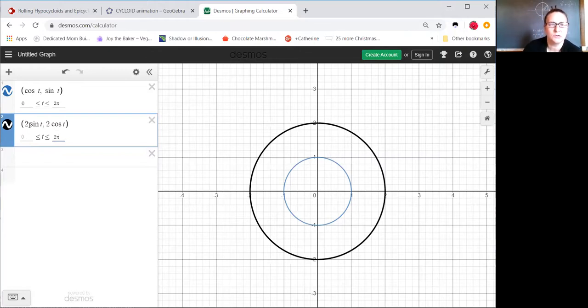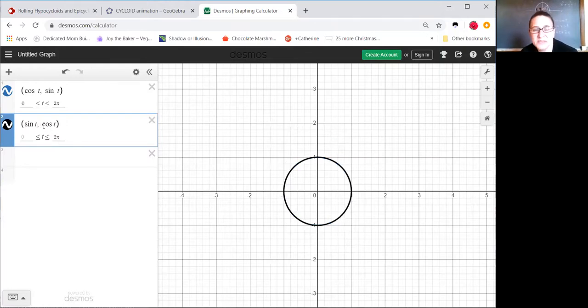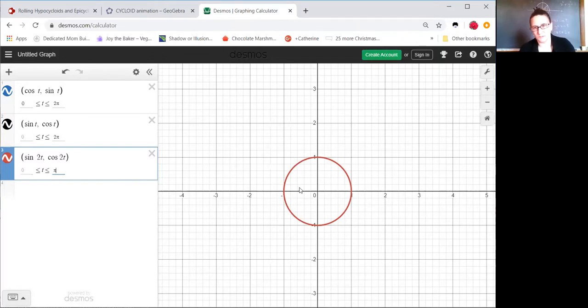Okay, and if I change the 2 to 1, so you see how that works, they're the same circle. So I parametrize the same curve 2 different ways. There's other ways I can do it. I can do sine 2t and cosine 2t, again, I only have to go to pi. So all of these three are different parametrizations for the same curve.